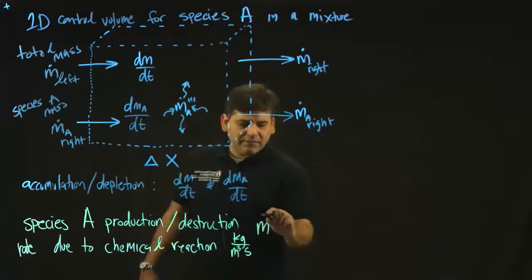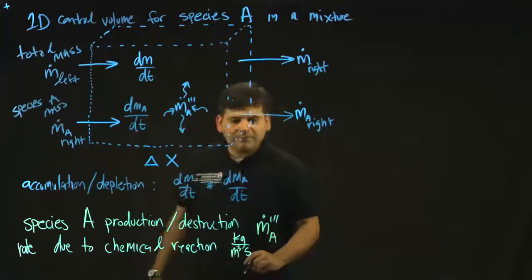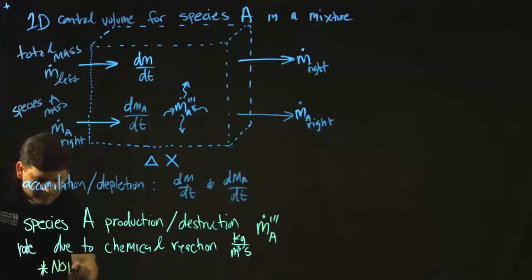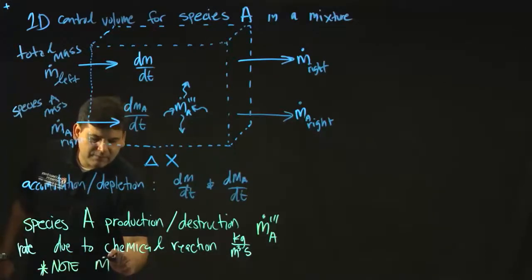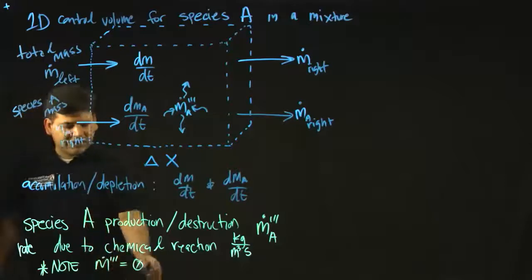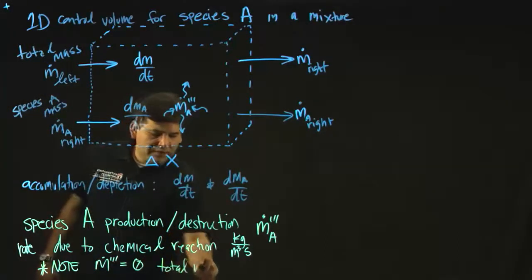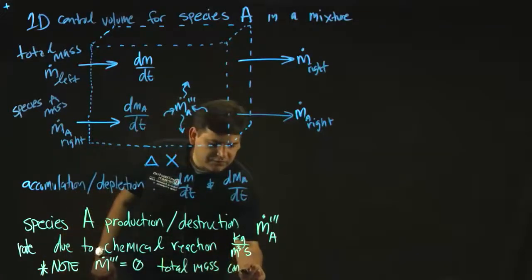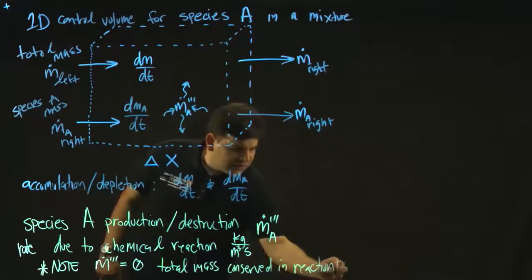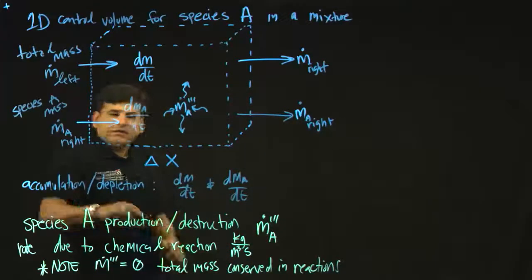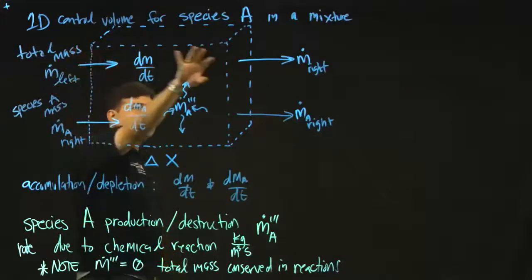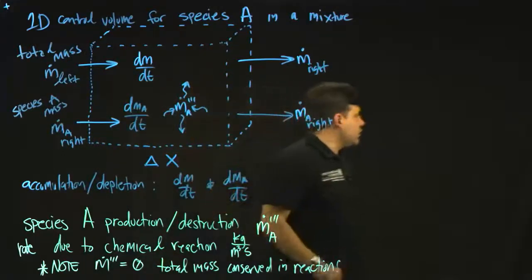So this is this m dot triple prime here of species A. But note here, there's no net mass produced or depleted or destroyed of the total mass, because total mass is conserved in reaction. So even if there is a lot of chemical reactions going on for all these different species, the total mass due to this source is 0. There can be some accumulation or depletion, but that's because of an imbalance of flow. It's not because you can have this destruction of the total mass.